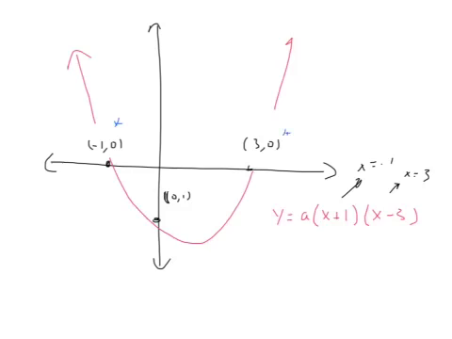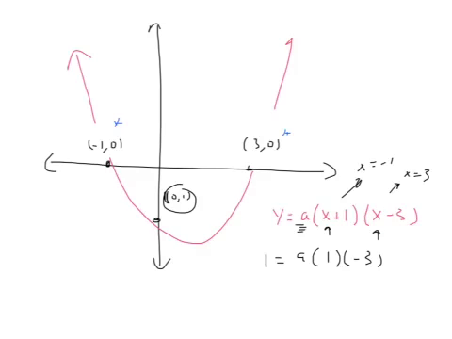But then the question is, the effect of a is it can stretch and flip our graph. So we know another point here, (0, 1). If we plug that point in, we know that when x is 0, y is 1. So 1 equals a times (1)(negative 3), because I'm plugging in 0 for x here and here.